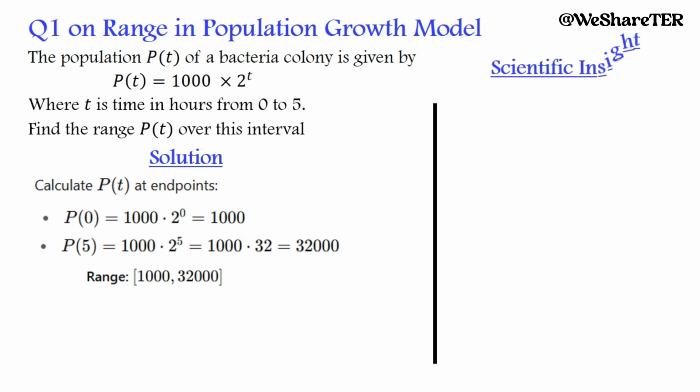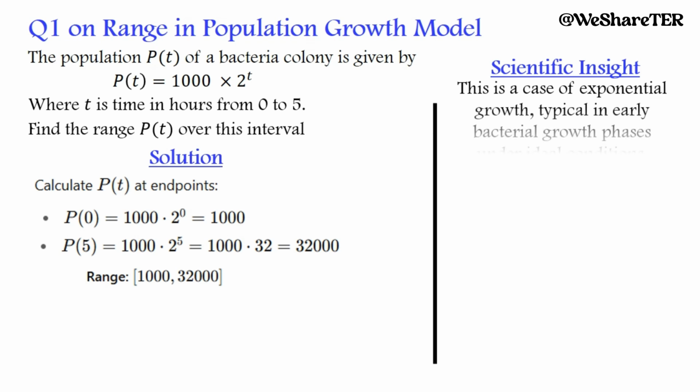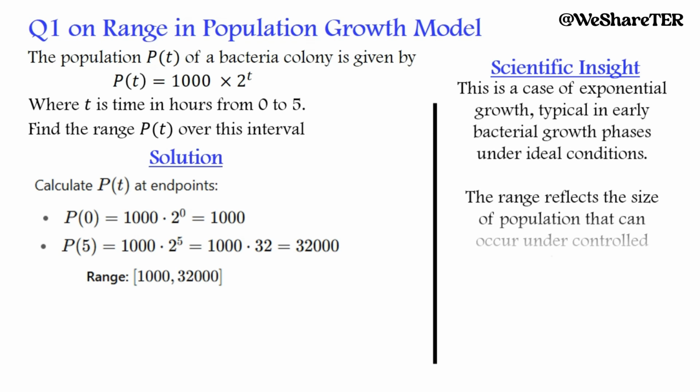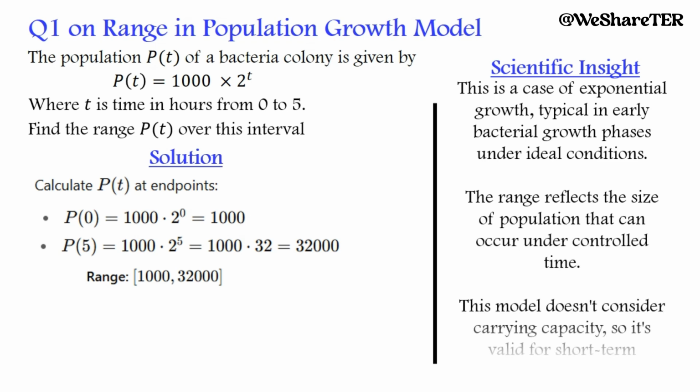This is a case of exponential growth, typical in early bacterial growth phases under ideal conditions. The range reflects the size of population that can occur under controlled time. This model doesn't consider carrying capacity, so it's valid for short-term predictions.